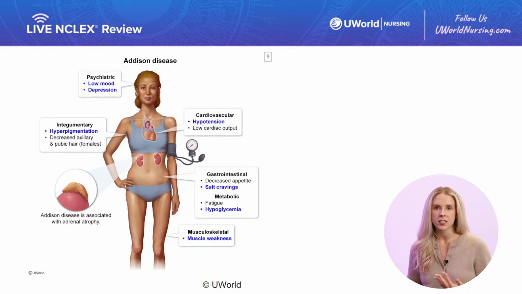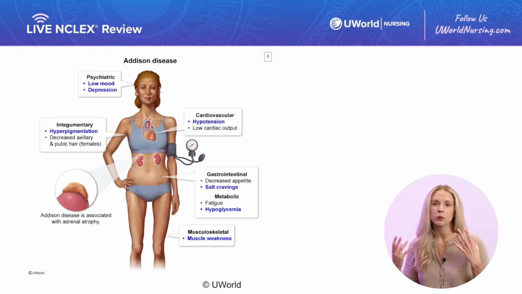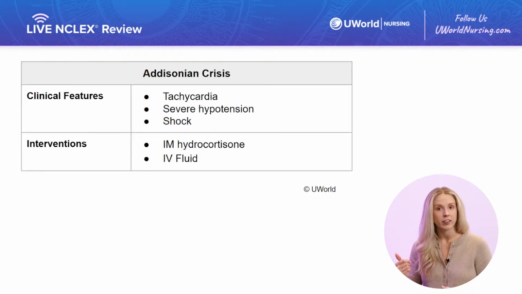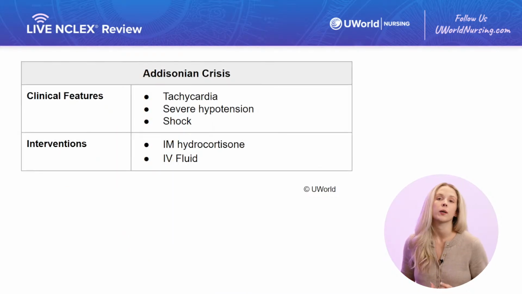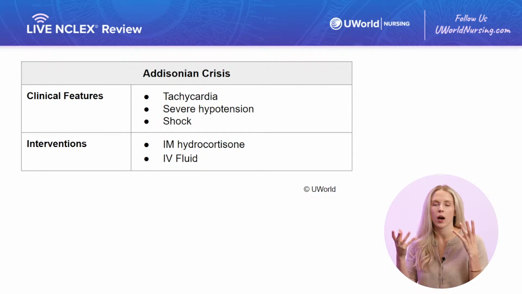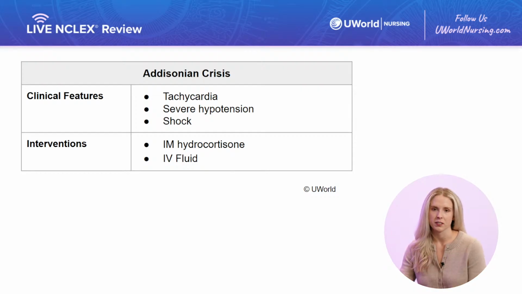So our manifestations here are a lot like the Addison disease manifestations, but more severe. No shock there. So we're going to have severe hypotension, some really, really low blood pressures here. To compensate for that, we'll have tachycardia or an elevated heart rate, and clients can even go into shock from this. So our interventions, we want to replace that cortisol that's missing. We're going to give an IM or intramuscular hydrocortisone shot, as well as aggressive IV fluid resuscitation to help bulk up those low blood pressures.